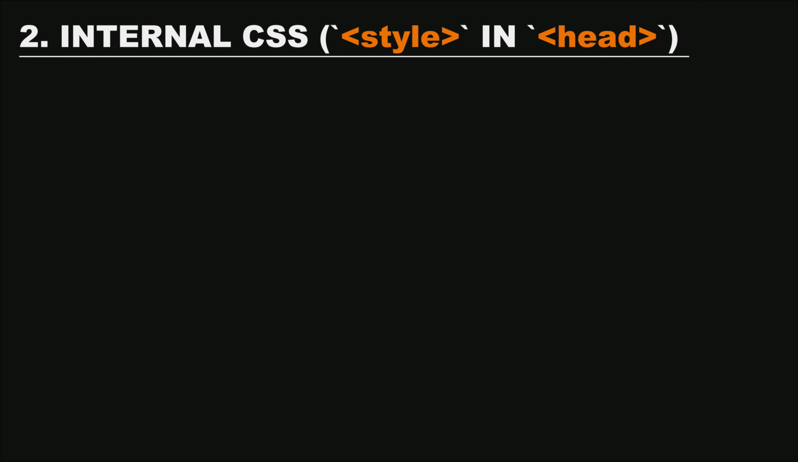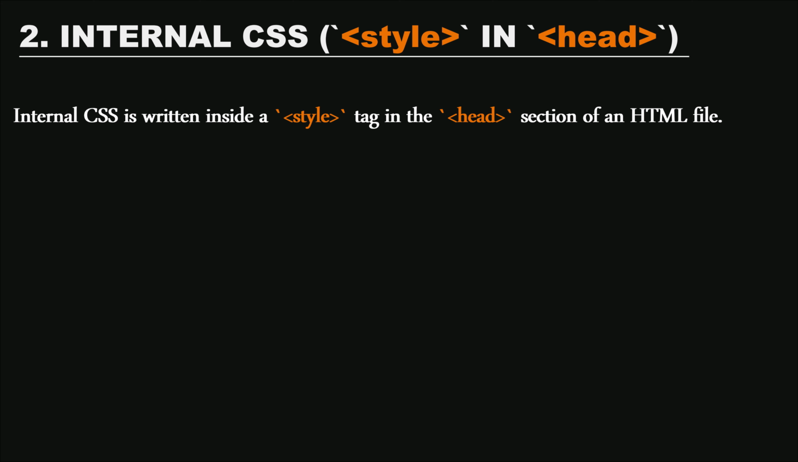2. Internal CSS using style in head. Internal CSS is written inside a style tag in the head section of an HTML file. Internal CSS is good for small projects. Internal CSS can get messy if used in large-scale projects. Example of internal CSS.